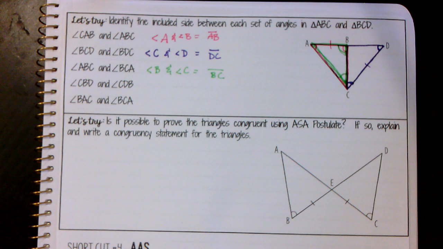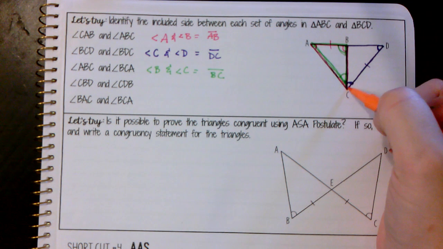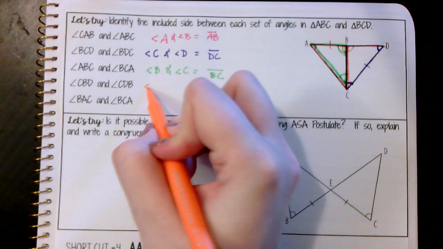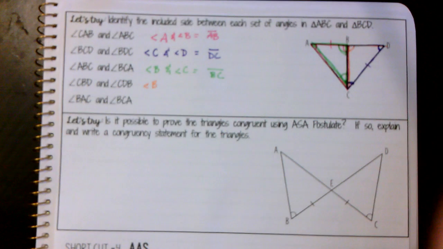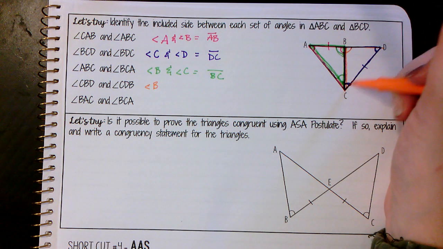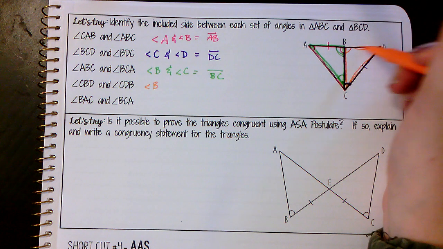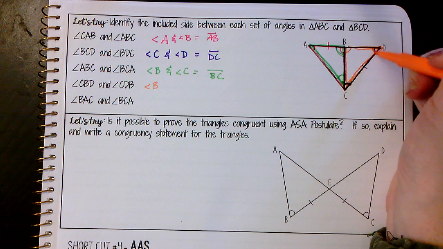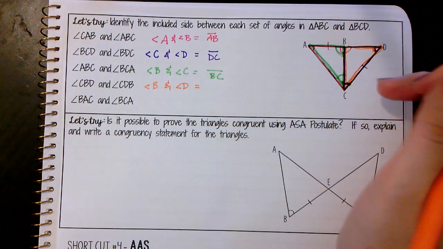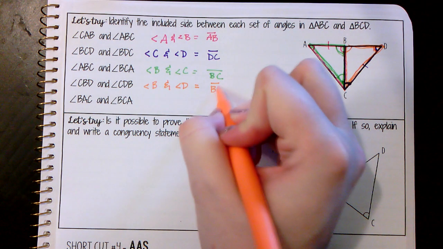We have CBD. CBD. That's this angle. And then CDB. That's angle D. So between B and D, that's side BD.